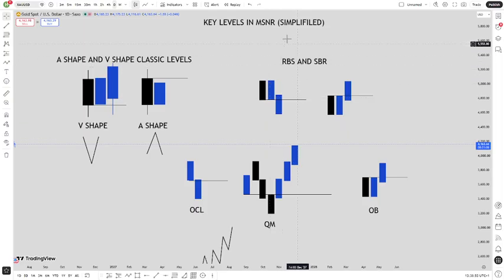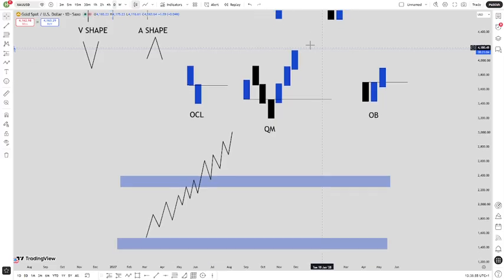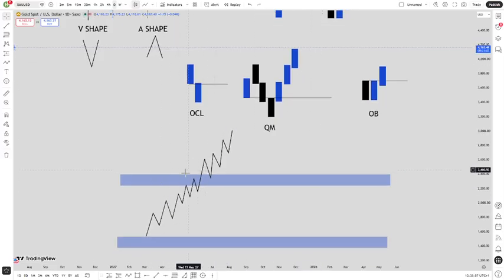RBS. Okay, so that's where they got the idea of RBS. It's just resistance break and then turn what? Support. So we have zones like that. So don't say because price has broken this resistance, it is no longer a valid key level. No, it can still be used as a support.